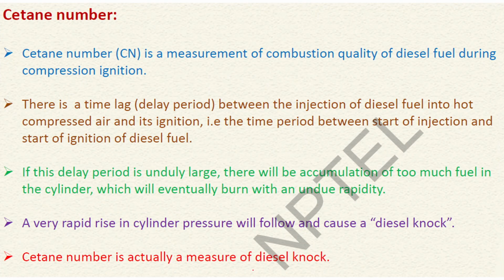Okay. Coming on to another property, which is the cetane number. It is a measurement of combustion quality of diesel. Basically, the octane number was the combustion quality of gasoline. Here it is the combustion quality of diesel. Okay.